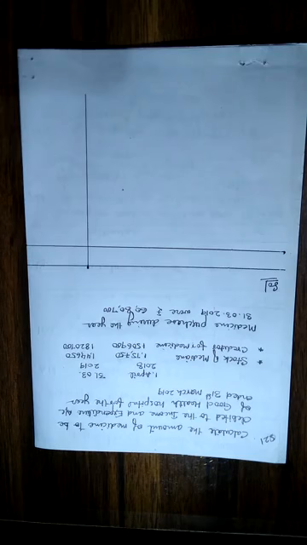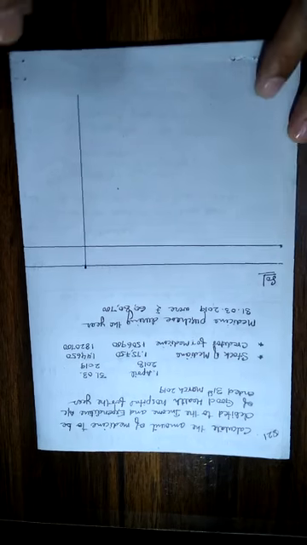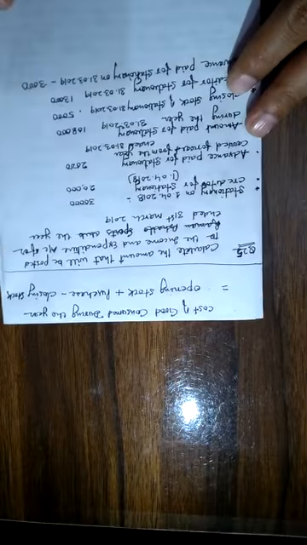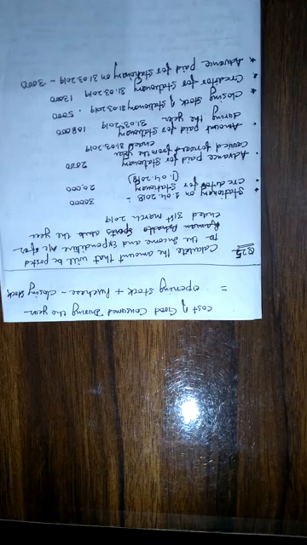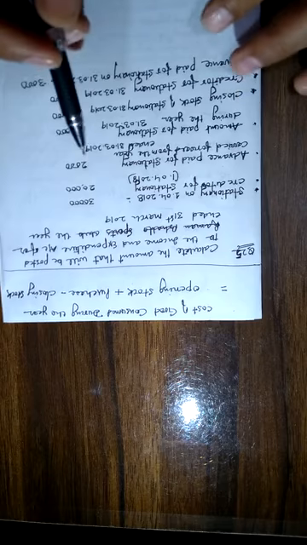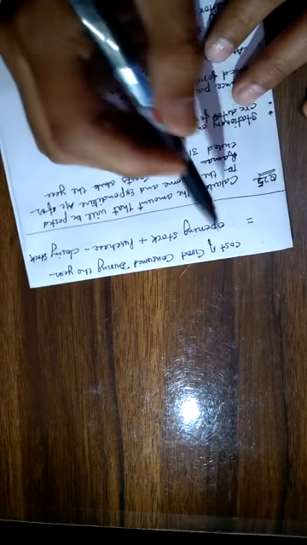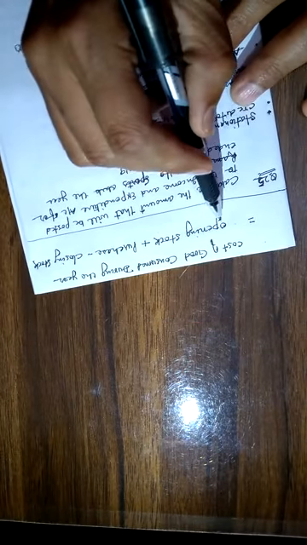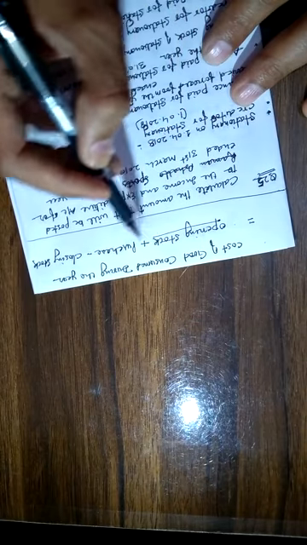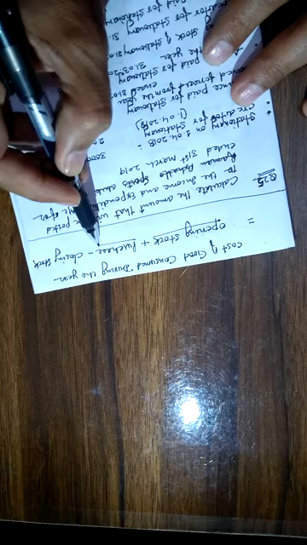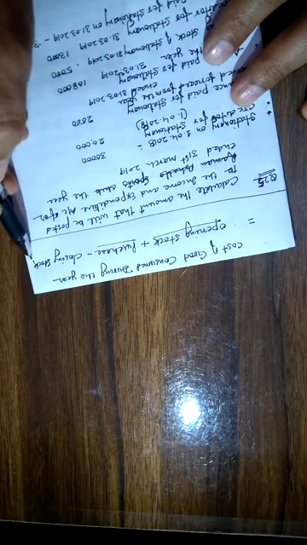Before going to the topic, first I want to give you the details about how to find out the cost of goods consumed during the year. We have a simple formula for this: opening stock plus purchase minus closing stock.